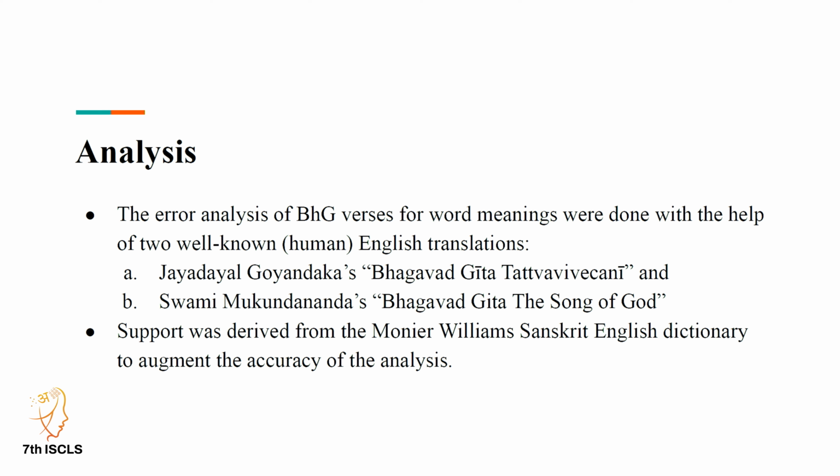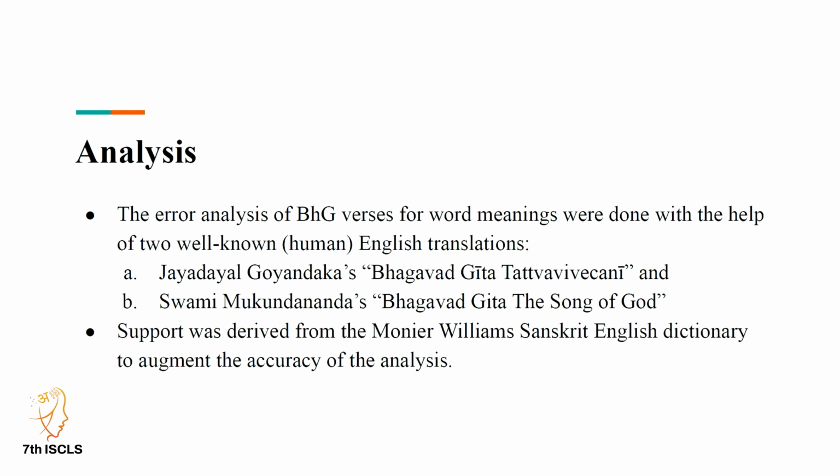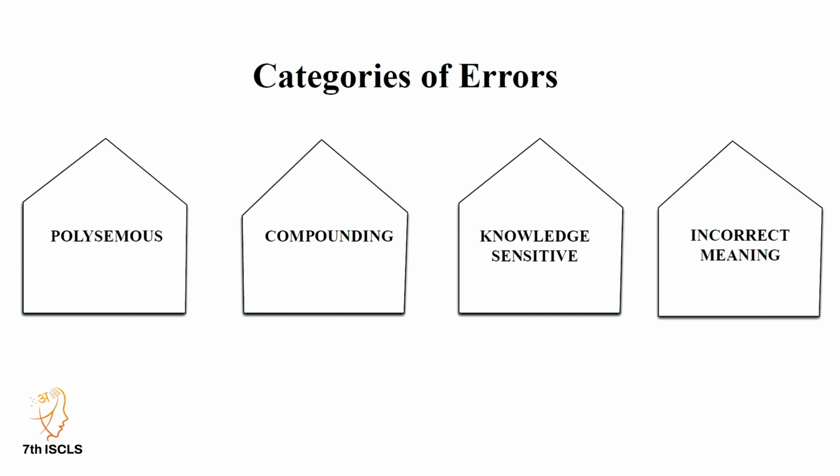Our error analysis was done with the help of two benchmark human English translations: Jayadayal Goenka's Bhagavad Gita Tattva Vivechani and Swami Mukundananda's Bhagavad Gita, the Song of God. Additionally, we derived support from the Monier-Williams Sanskrit English Dictionary to augment our accuracy. This was the category of errors that we came up with: errors that arose from incorrect selection of polysemous words, errors that arose from compounding, errors that arose from highly knowledge-sensitive words, and errors that arose from an incorrect meaning attribution.